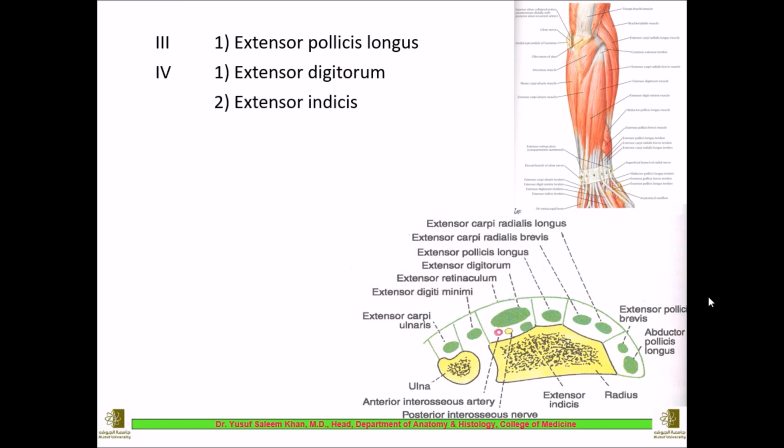One is the extensor digitorum, a very thick tendon with 4 slips which are going to the medial 4 digits. So this is the extensor digitorum. Then we have the extensor indicis, which is going to the index finger. Then we have the 2 important structures. One is the artery and one is the nerve.